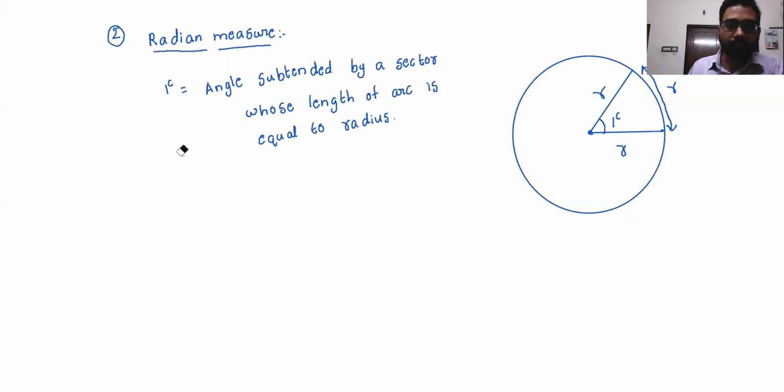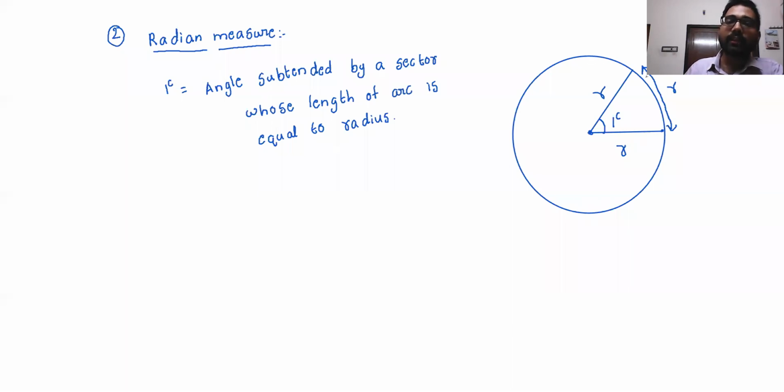So this is the meaning of 1 radian. 1 radian is the angle subtended by a sector whose length of arc is equal to the radius. So you take a sector whose arc length is equal to the radius, then that angle is called 1 radian, right?